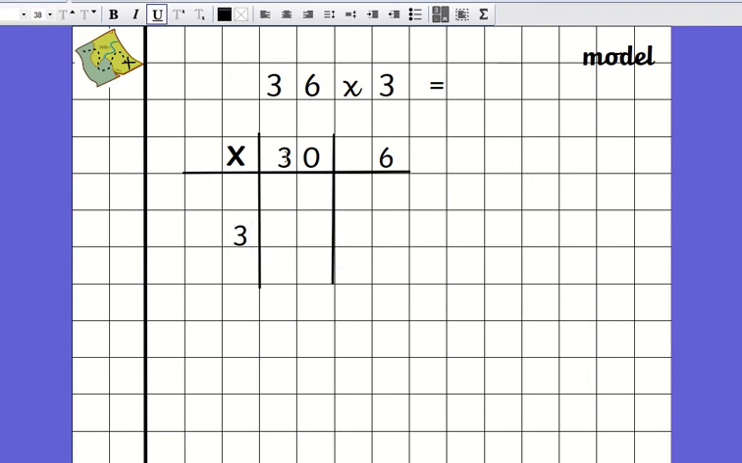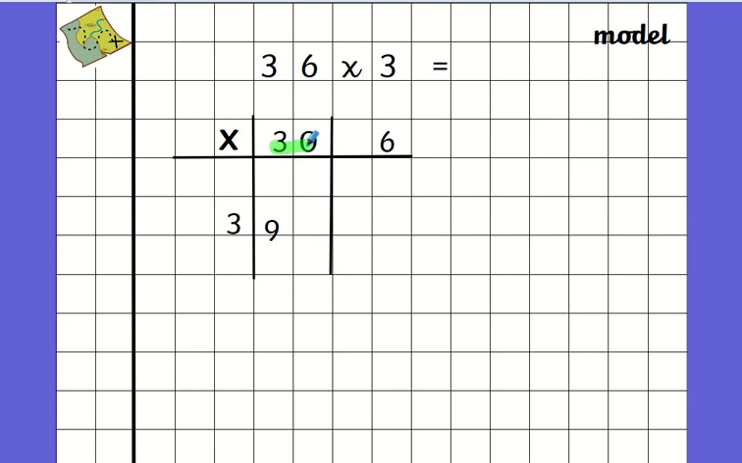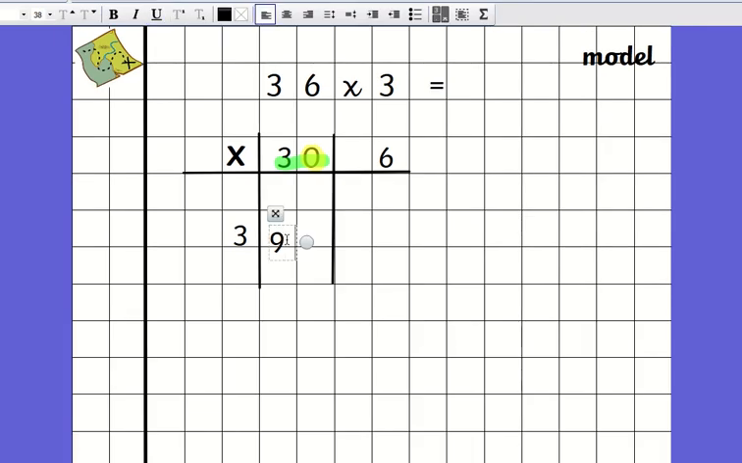Okay, so we need to do 30 times 3. Now, one way to do this is imagine that the 0 isn't there, okay? So do 3 times 3 because you can all do that, and you all know that 3 times 3 is 9. But don't forget that actually this is 10 times bigger. So if you do that, you need to remember that you have got to times it by 10 to make sure that it's by 30. And you can all times numbers by 10. So it will be 9 times 10 is 90.